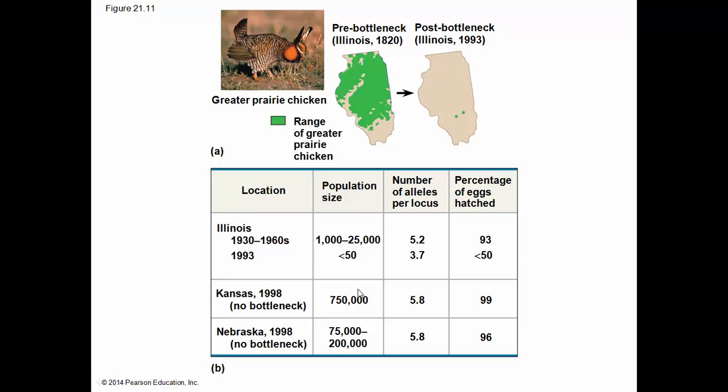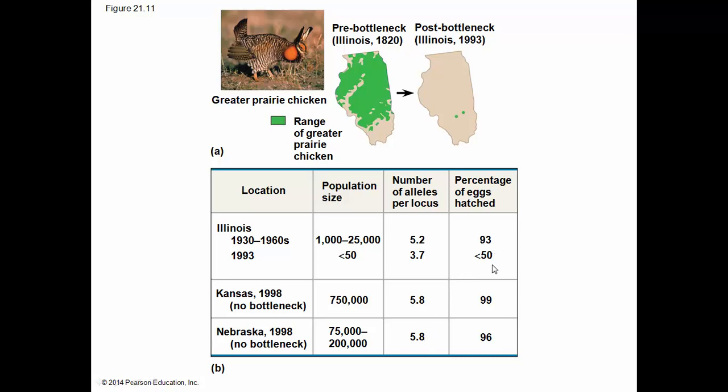here in Illinois, and then in Kansas and in Nebraska. These are populations that had no bottleneck. The number of alleles per locus is reduced in 1993. In the present day population, you can see it went from 5.2 to 3.7. It still remains high in Kansas and Nebraska, where there were no genetic bottlenecks.